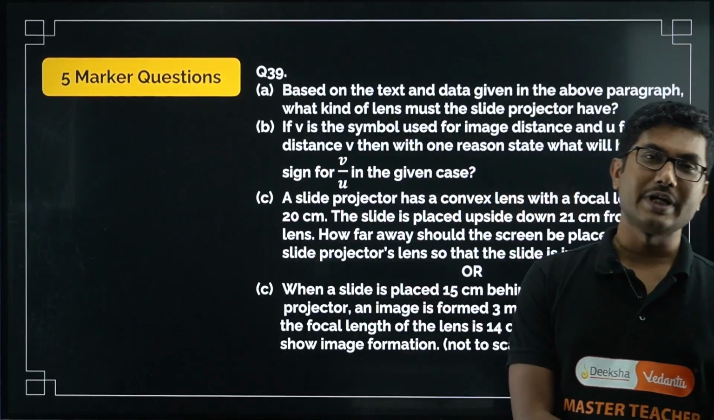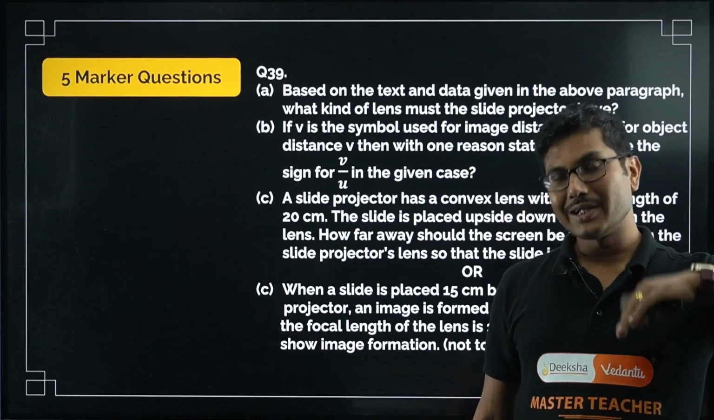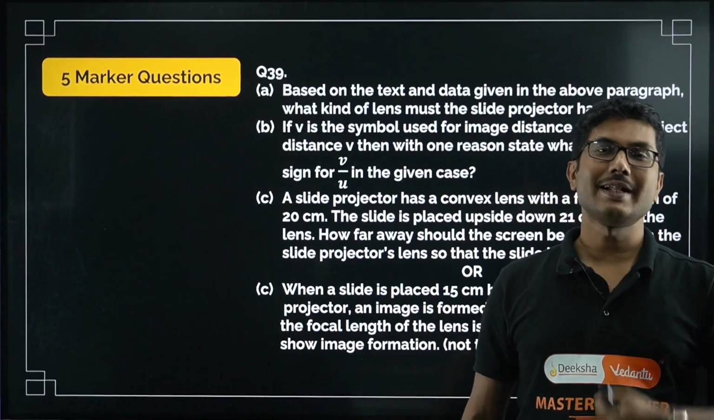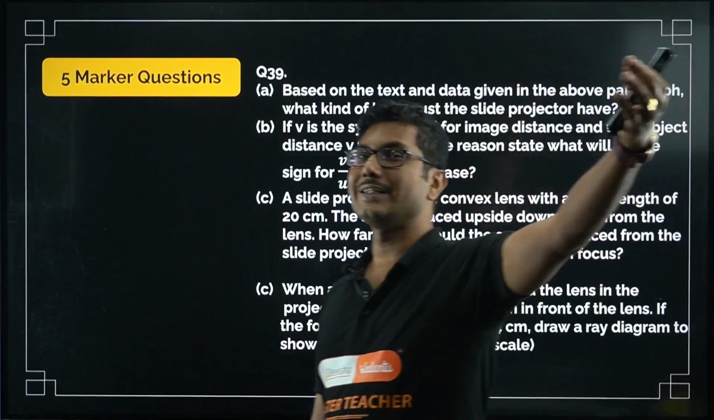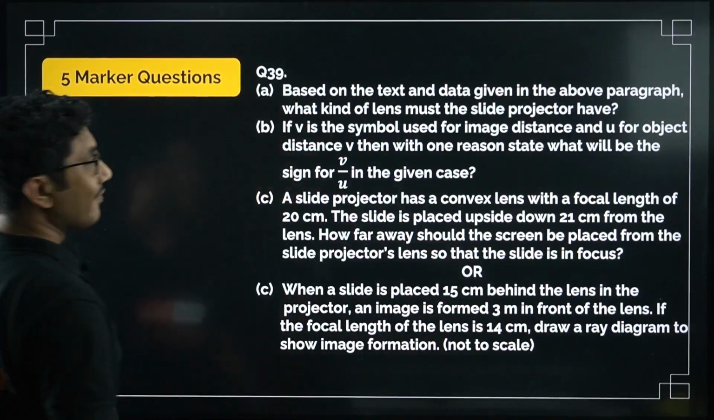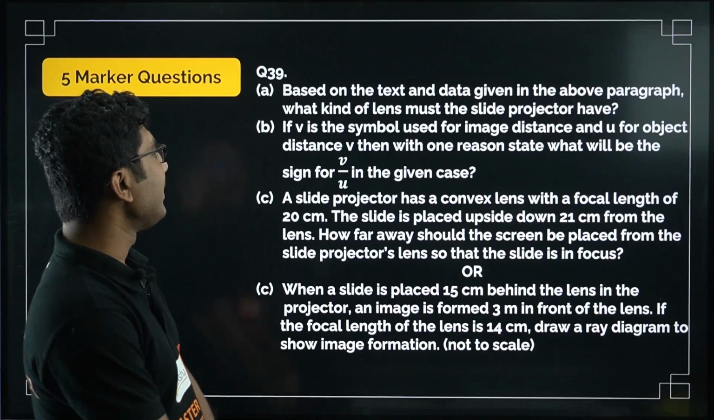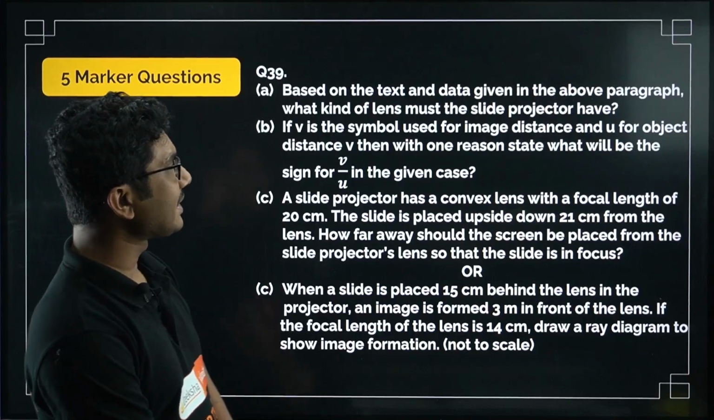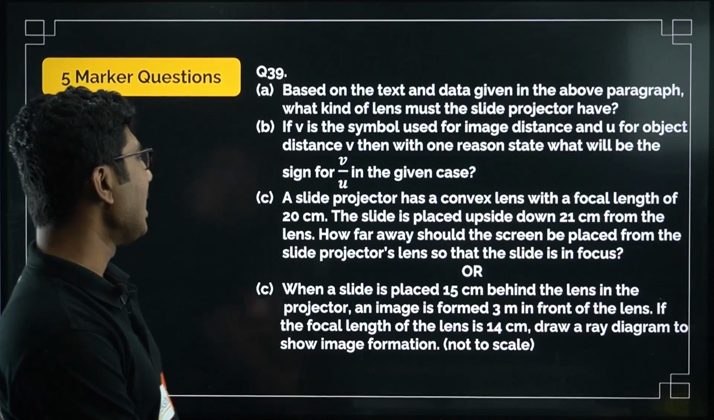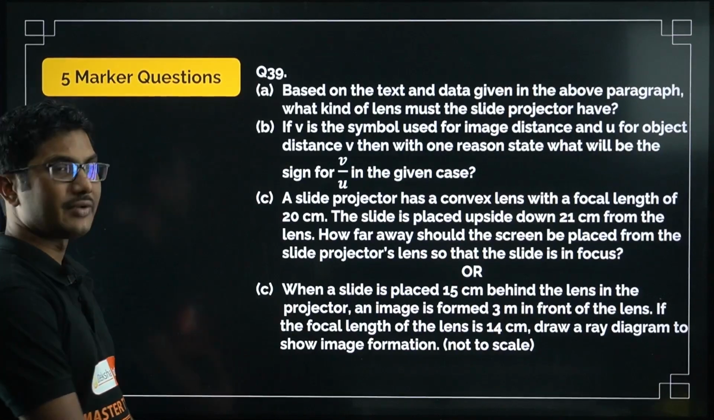So to produce an erect image, you have to invert the object itself. If you invert the slide itself, then the image will be double inverted, that means it will be erect. So definitely the lens will be a convex lens. If V is the symbol used for the image distance and U for the object distance, then with one reason state what will be the sign for V by U in the given case.